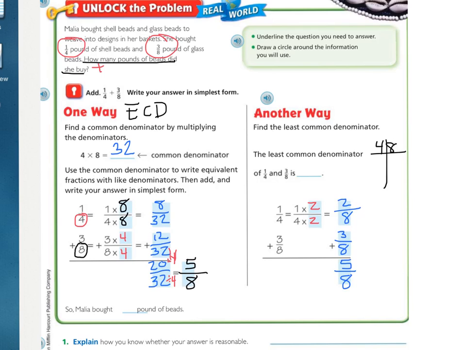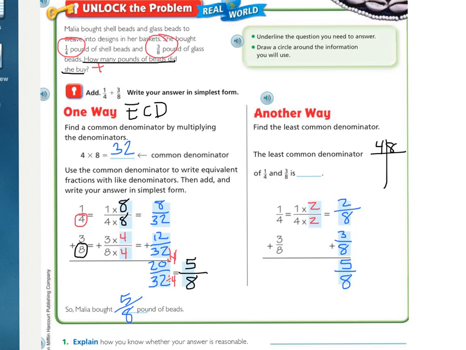Now you can see that we reduce to 5/8, and this way we don't need to reduce. So both of these are ways to solve the same problem, because you end up with the answer of 5/8 of a pound of beads were bought.